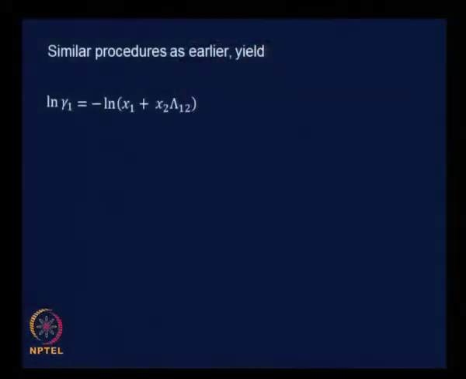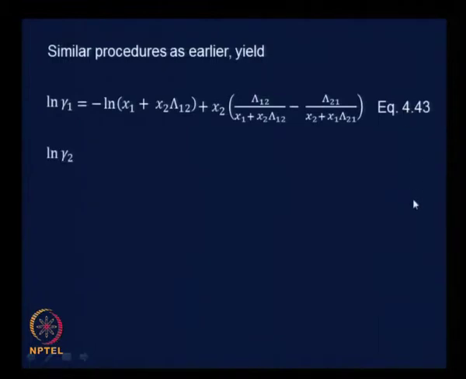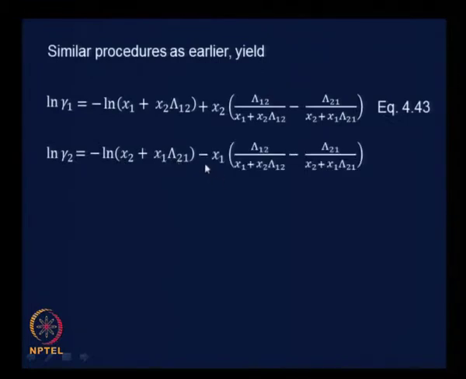So we do that, ln gamma 1 will turn out to be minus ln of (x1 plus x2 times gamma 12) plus x2 times [gamma 12 divided by (x1 plus x2 times gamma 12) minus gamma 21 divided by (x2 plus x1 times gamma 21)]. This is equation 443, and ln gamma 2 is a similar expression. There will be some changes here, there will be no changes here. Minus ln of (x2 plus x1 times gamma 21) minus x1 times [gamma 12 divided by (x1 plus x2 times gamma 12) minus gamma 21 divided by (x2 plus x1 times gamma 21)]. We will call this equation 444.